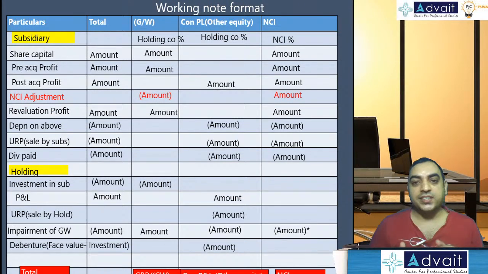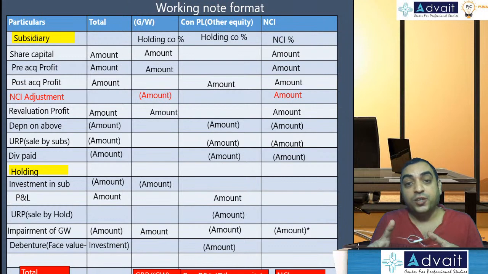Other adjustments we also discussed: revaluation profit done at the time of acquisition is very similar to pre-acquisition profit. Then we discussed that whenever there is revaluation, there has to be an impact on depreciation, which is a post-acquisition element, so it will be taken in the CONPL column and NCI column. Then the unrealized profit on goods sold by the subsidiary: one portion is taken to the CONPL column, one portion is taken to the NCI column. Then NCI adjustment is done whenever the entity elects to value NCI on a fair value basis. We compare the proportionate value of the net assets related to NCI with the fair value. If the fair value is high, we add in the NCI column and subtract in the goodwill column, and vice versa.